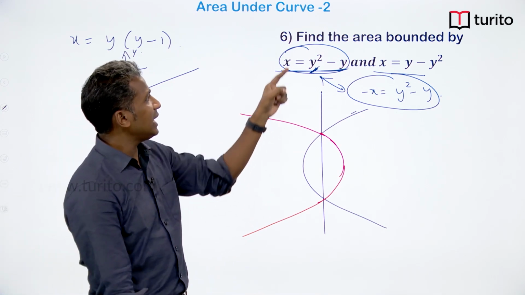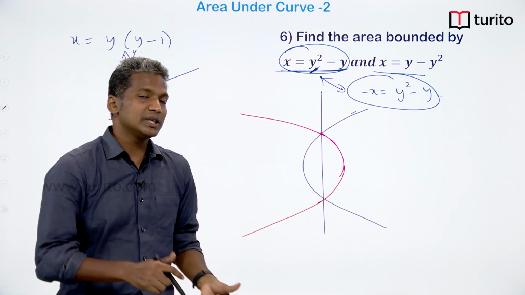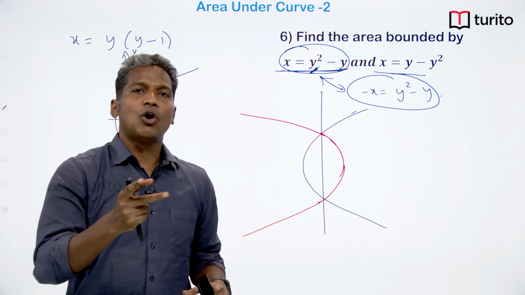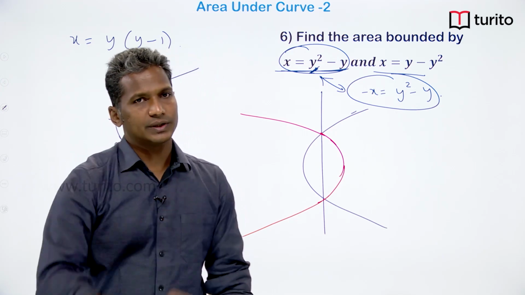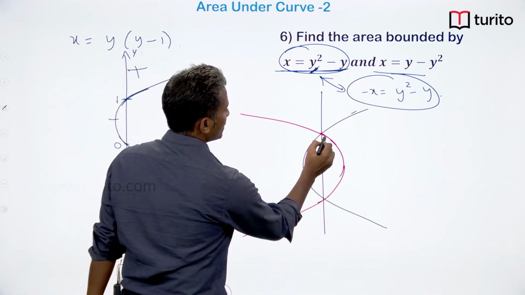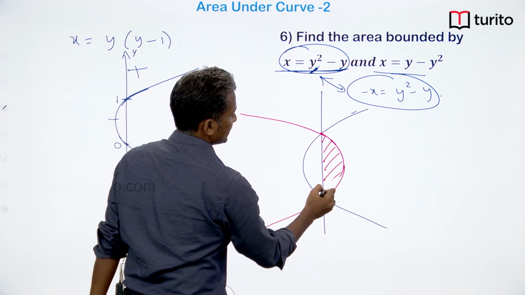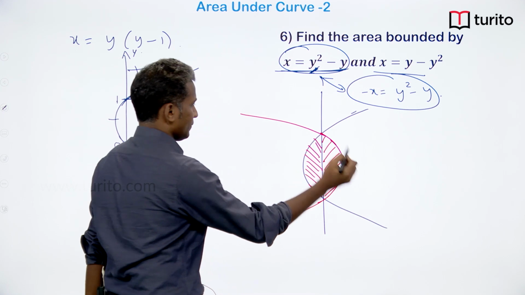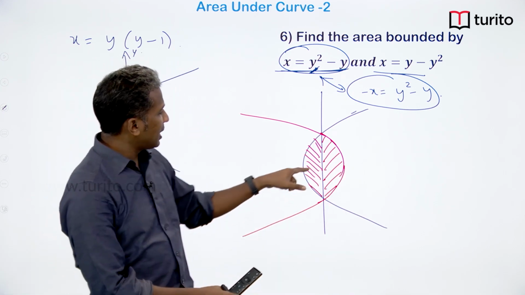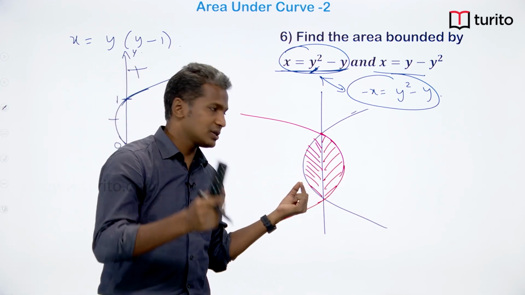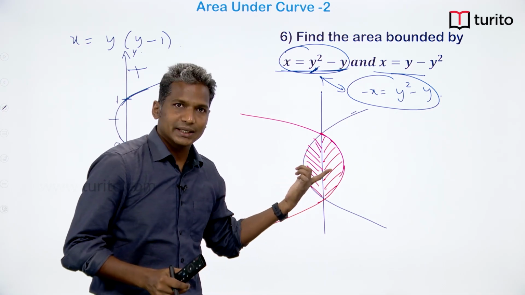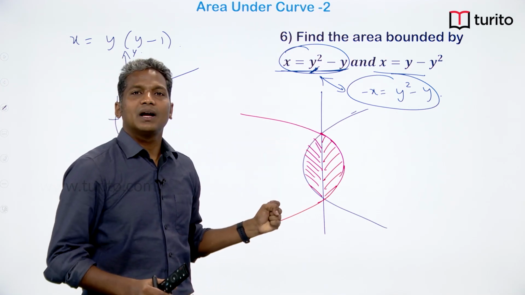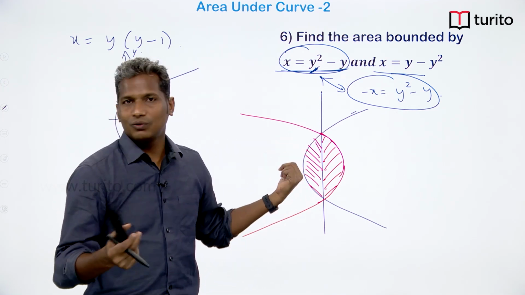Now I am interested in area bounded by these two. What is the area which is completely bounded by only two curves? That means all boundaries must be only these two curves. So which is the area I am talking about? I am talking about this area. Now why did I mark it in different styles? Because it is symmetric about the y axis. If I calculate one area and if I double it, I will get the overall area.